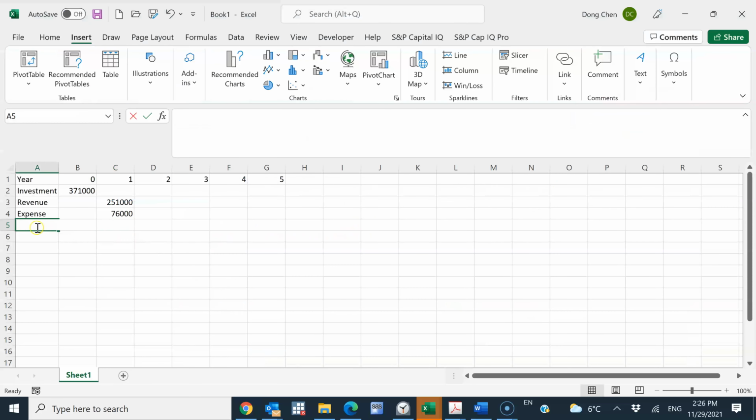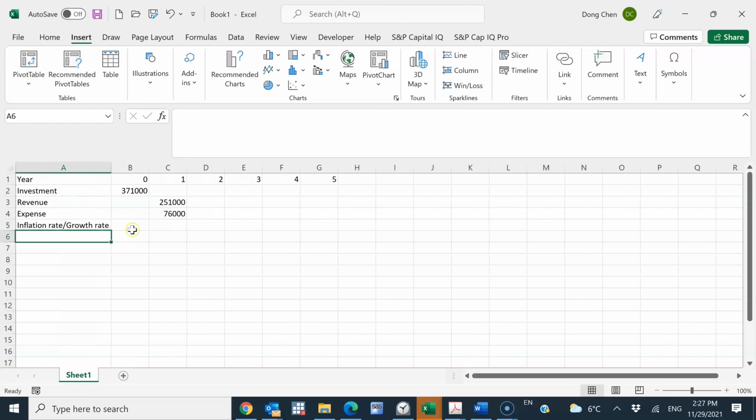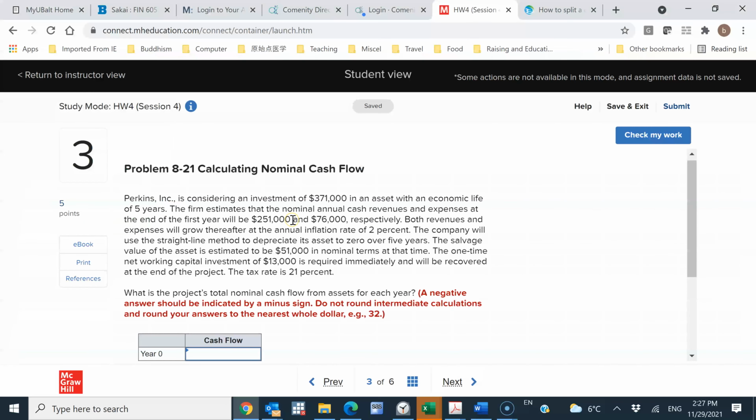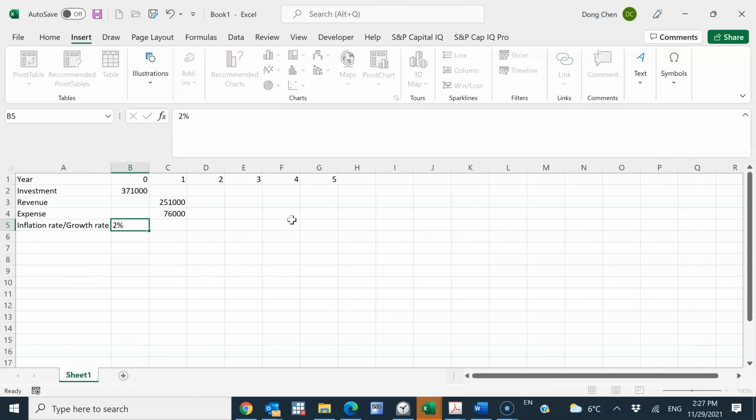So let me just put in the inflation rate, or you can also put it as growth rate. Growth rate of both revenues and expenses, so that's going to be 2%. And that can be used to calculate the subsequent revenues and expenses for all these future years.